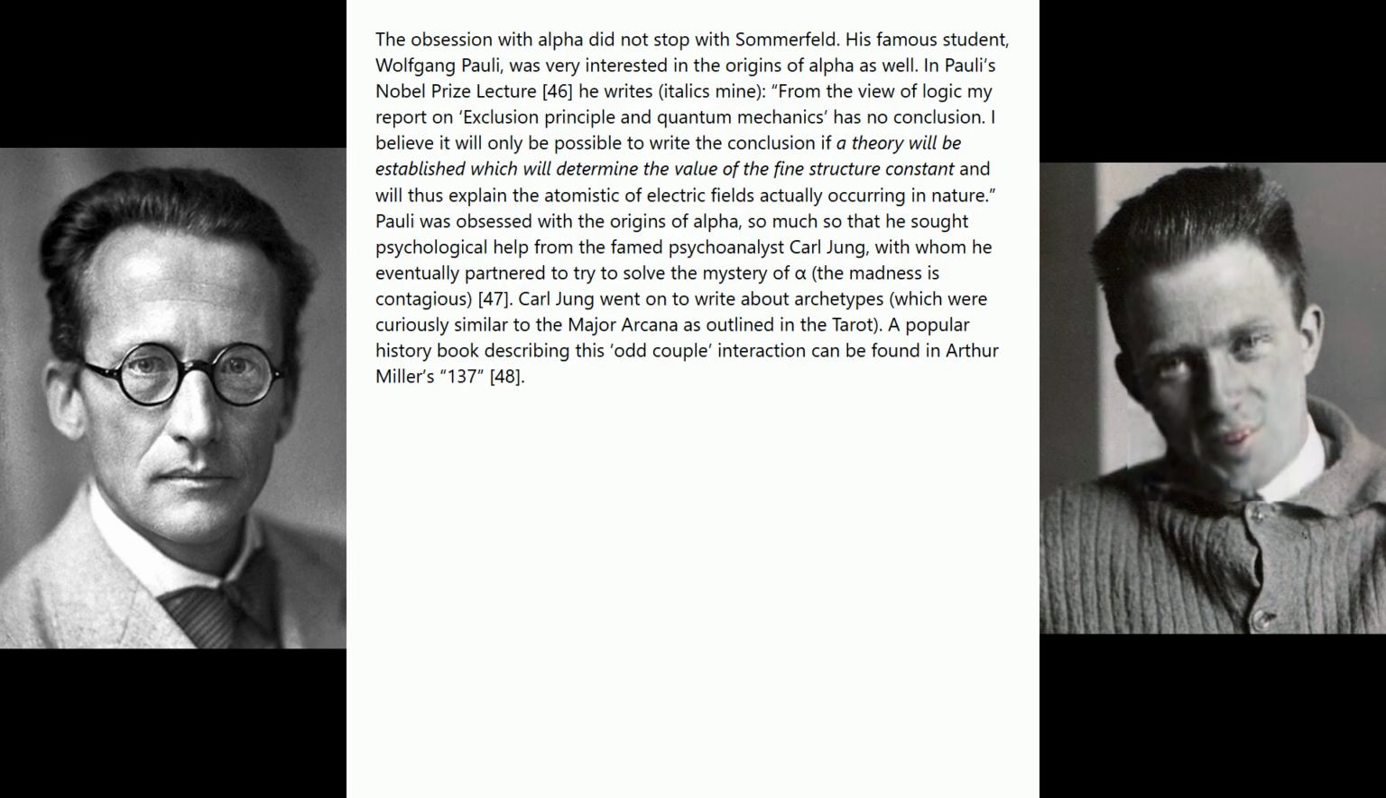Pauli was obsessed with the origins of alpha, so much so that he sought psychological help from the famed psychoanalyst Carl Jung, with whom he eventually partnered to try to solve the mystery of alpha. The madness is contagious. Carl Jung went on to write about archetypes, which were curiously similar to the major arcana as outlined in the tarot. A popular history book describing this odd couple interaction can be found in Arthur Miller's 137.